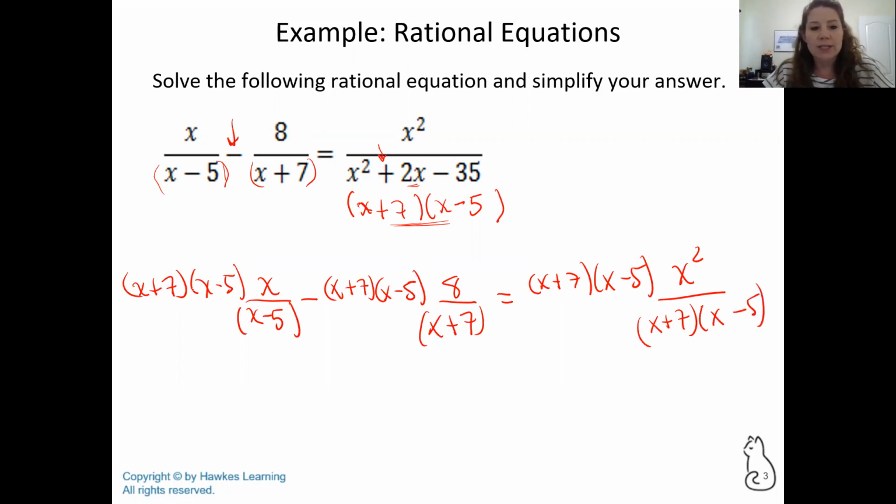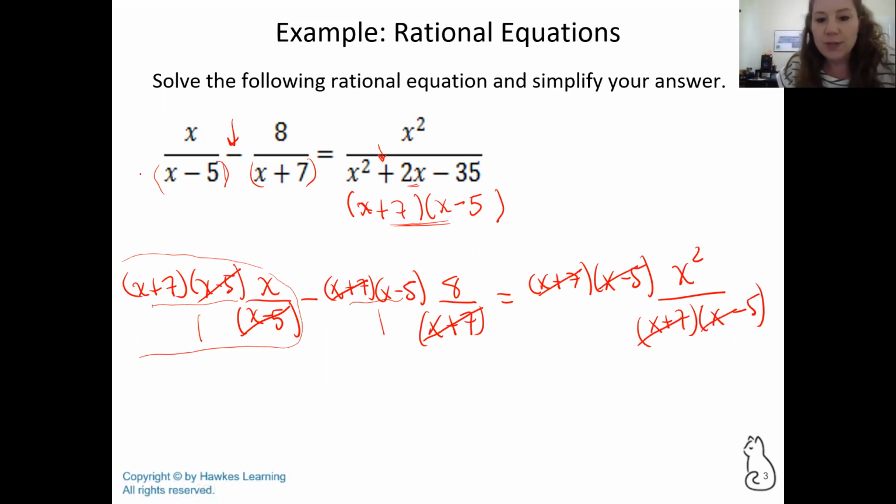Basically, we get to cancel out our denominators, because when we multiply this whole thing together, whatever's on the top and bottom you can cross out, so these cancel. I'm left with x times x plus 7. In this second whole term, I'm going to cancel out the x plus 7s, and I'm going to end up with 8 times x minus 5. And on the right side of my equal sign, I notice that everything cancels.